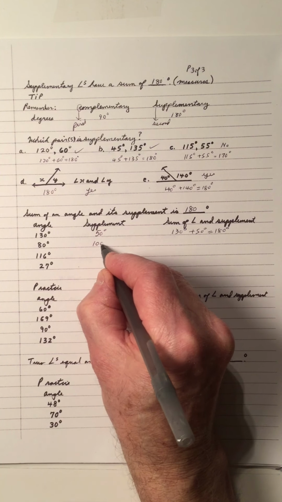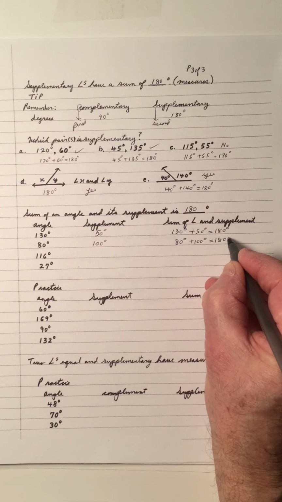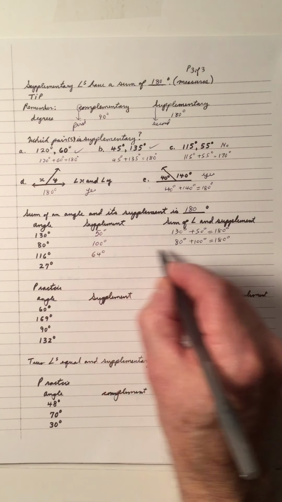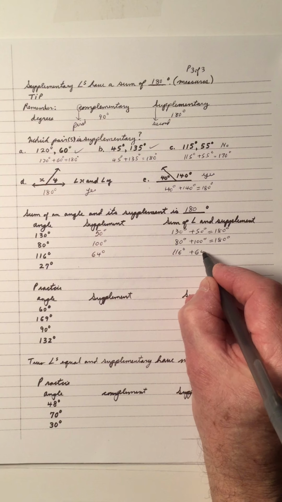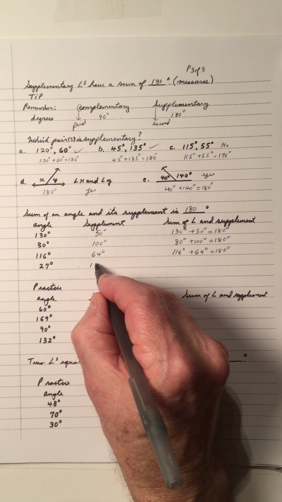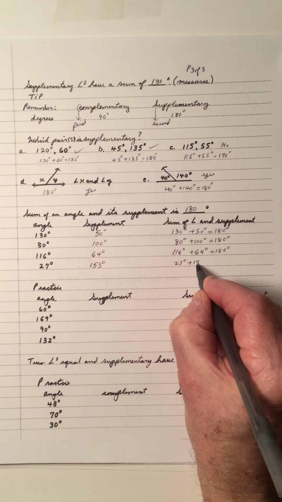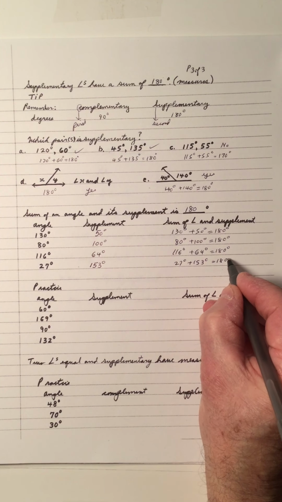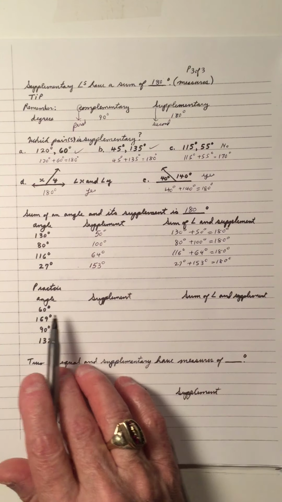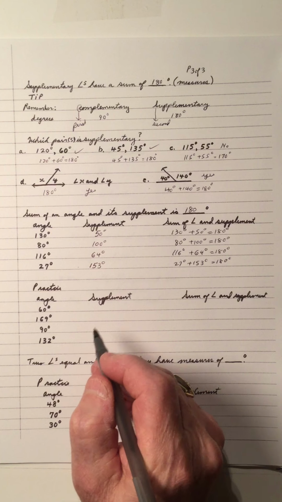180 take away 80 is 100, so 80 plus 100 is 180. 180 take away 116 is 64, so 116 plus 64 makes 180. 180 subtract 27 gives you 153, so 27 plus 153 gives you 180. So there are the supplements. Practice means pause your video, work these out, and see if you get them right. Press play when you've got them all done.